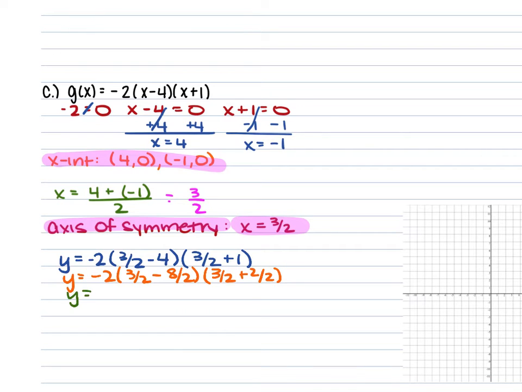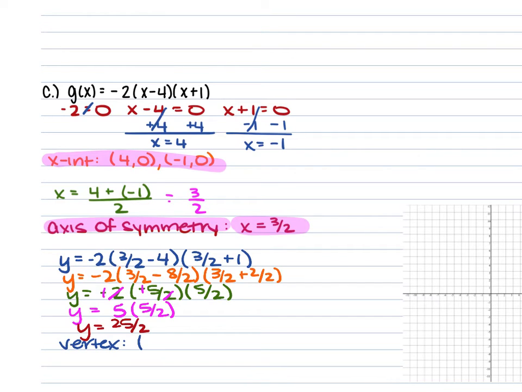From here, we're going to have y is equal to negative 2 times negative 5 over 2 times positive 5 over 2. When we multiply, this cancels this one out. These both turn positive, so that's just 5 times 5 over 2, which gives us y is equal to 25 over 2. So your vertex is the ordered pair 3 over 2, 25 over 2.